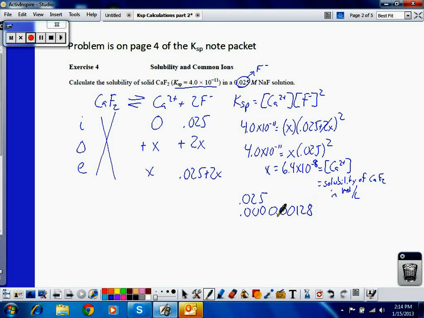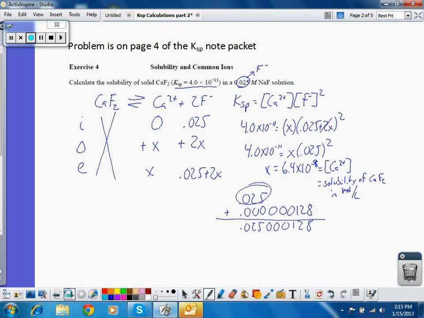One, two, three, four. Okay, got my number of zeros right. I get 0.025000128. So really, that x, even though it's going to be slightly larger than that, is not going to be large enough to affect this 0.025. So I can safely ignore x in the 2x in the 0.025 plus 2x that appears in this equation.